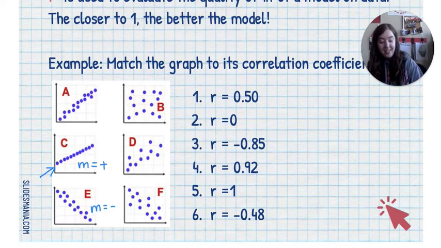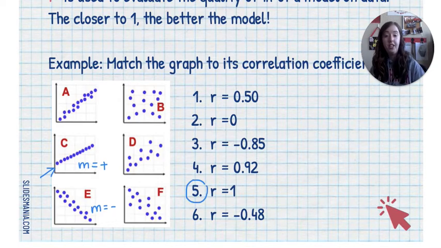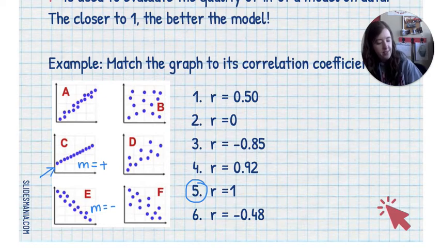So as you can see right here on C, everything is lined right up together. It looks really, really close, right? Since all of that data is on that same line, that's going to be a very strong positive correlation. So on number 5, that's going to be graph C.